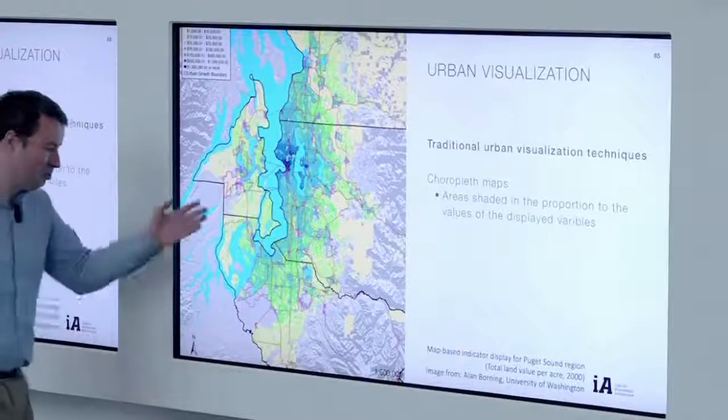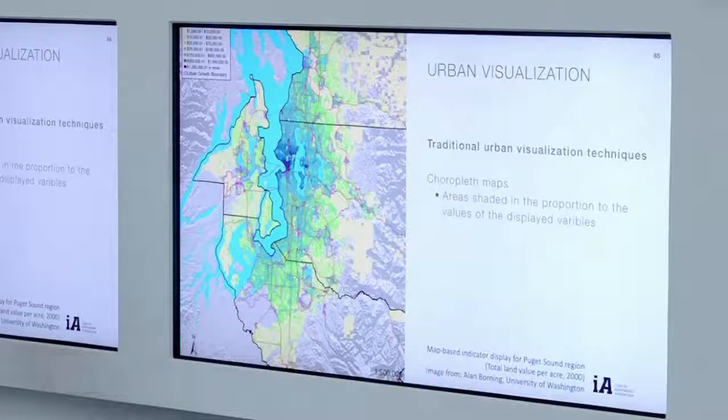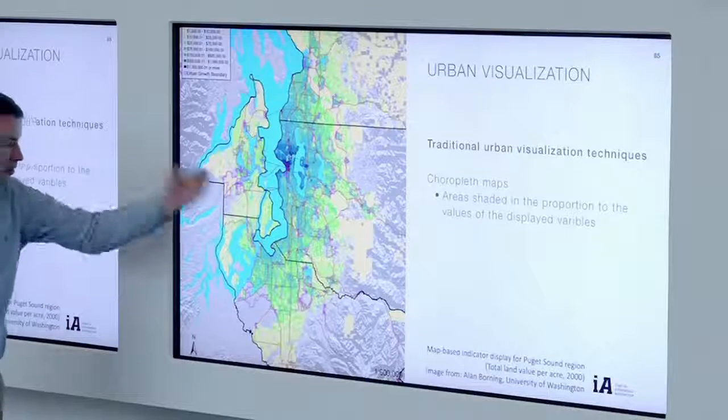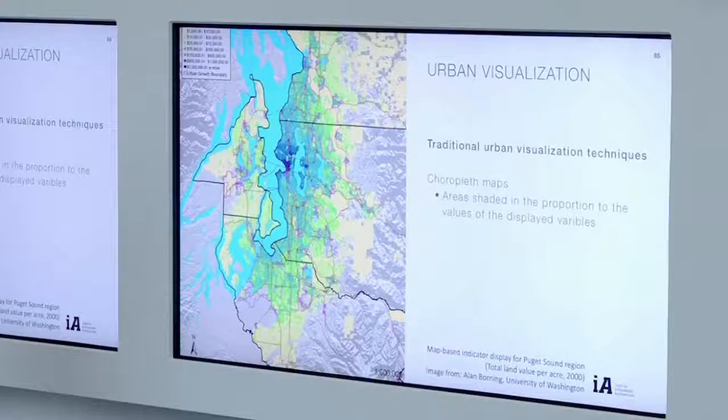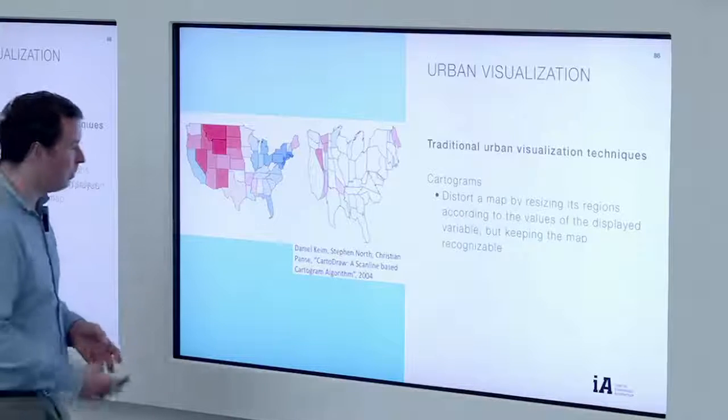Yeah, so basically the areas are shaded in proportion to the values of the variables. So in that case, income in the Puget Sound area. Another method is to use cartograms.